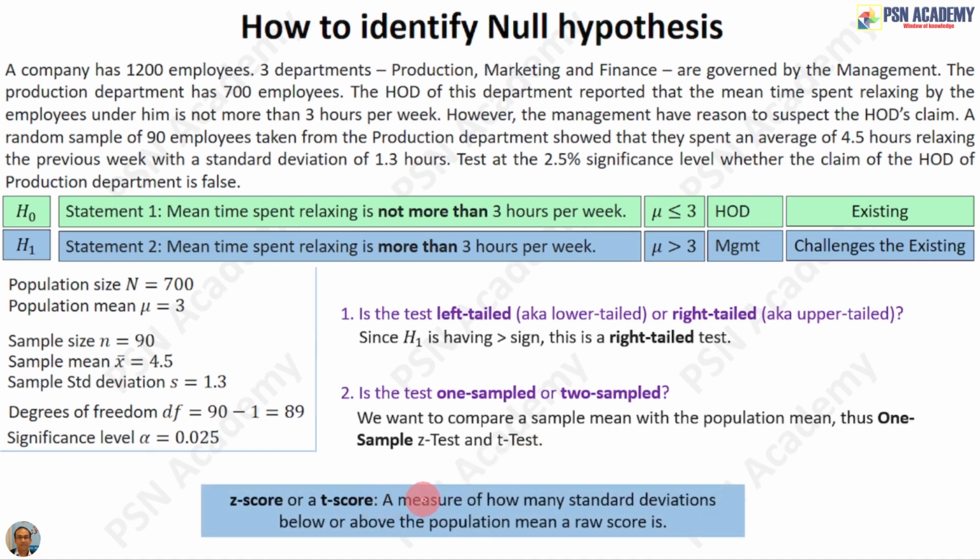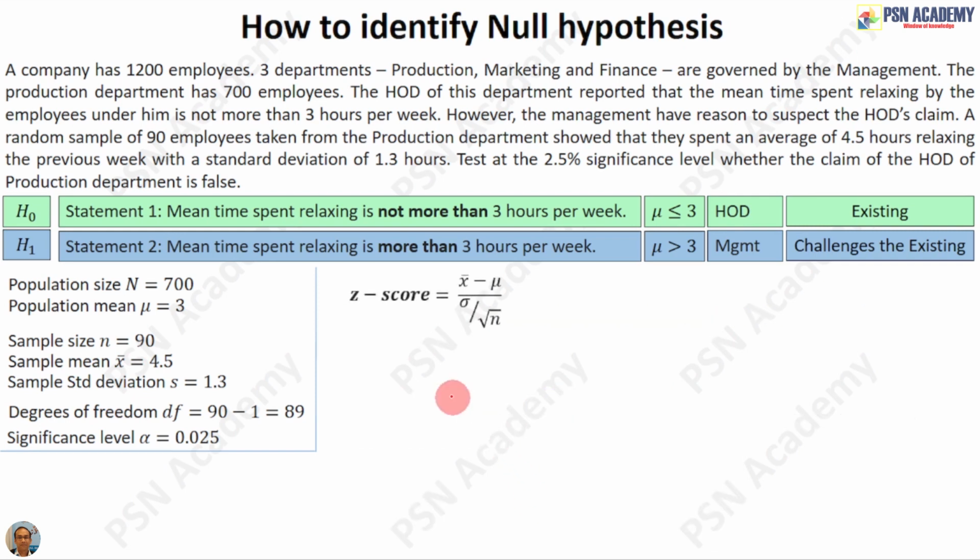It is nothing but a measure of how many standard deviations below or above the population mean a raw score is. That means if the score is, say, 2, it is 2 standard deviations away from the mean. If it is 1.9, then it is 1.9 standard deviations away from the mean, correct? Now here we go with the formula for the z-score, that is the sample mean minus the population mean divided by the standard error, that is sigma by root over n. So we plug in the numbers here and we get 10.95, right?